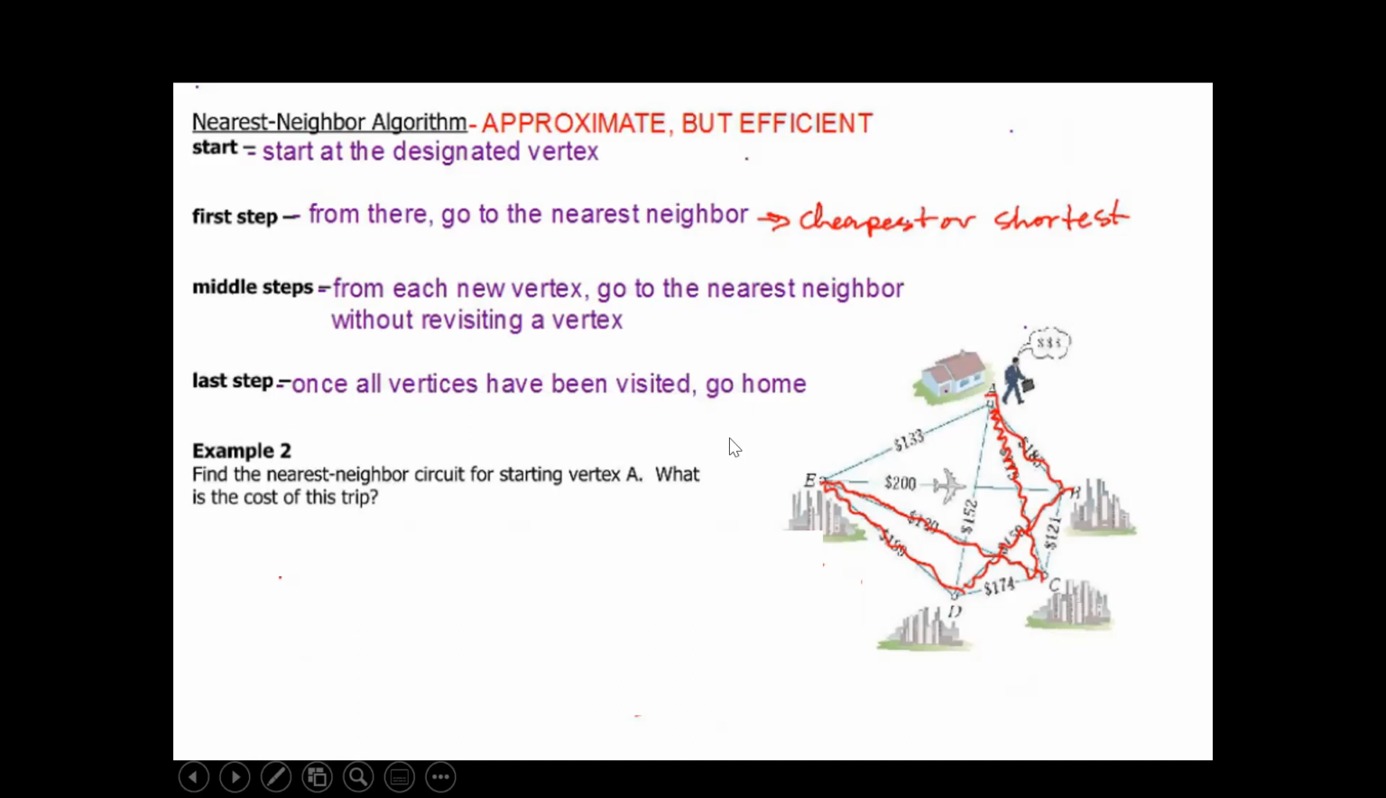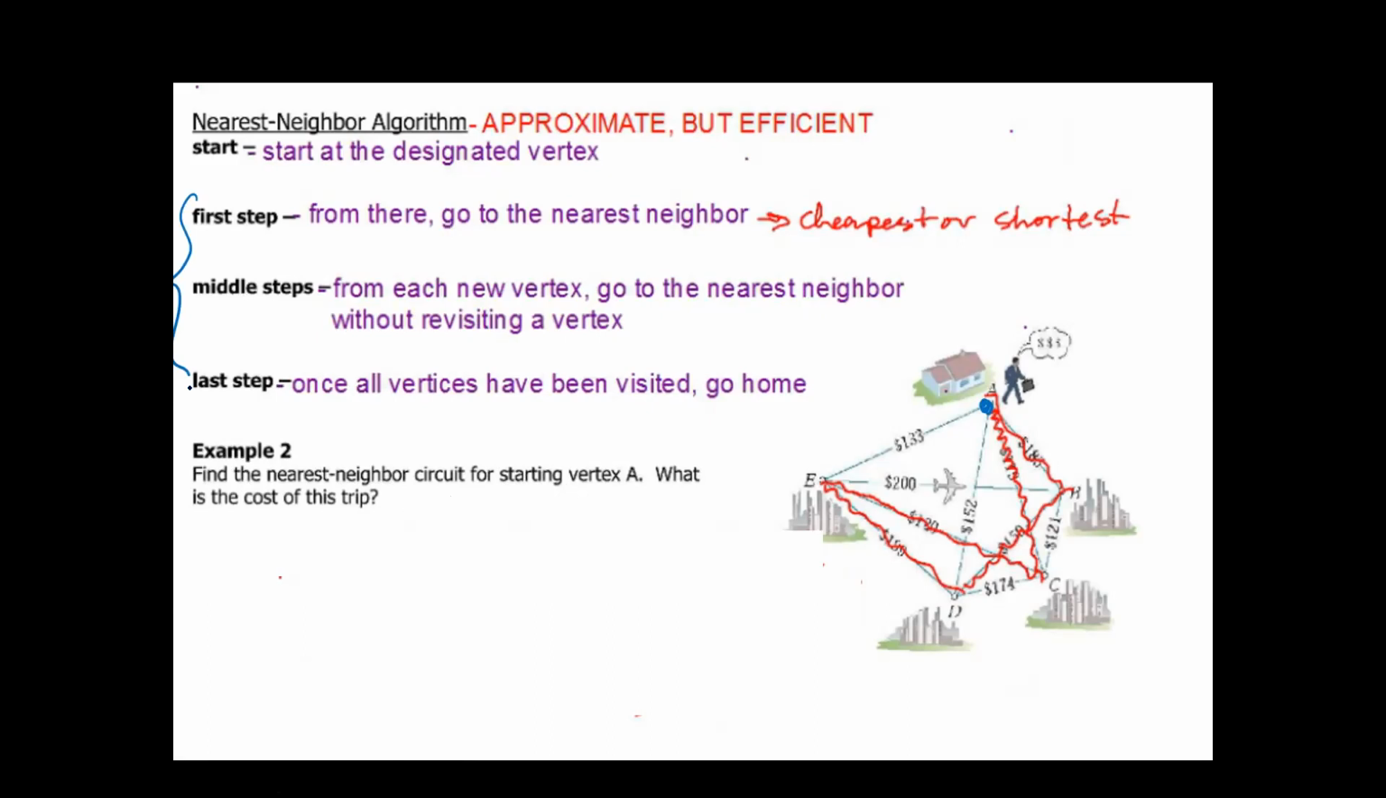So let's take a look at example 2. So you have all these different routes. I want you to find the nearest neighbor circuit that starts with vertex A, which is right here. What is the cost of this trip? So following these 3 steps, let's see if we're able to do that.